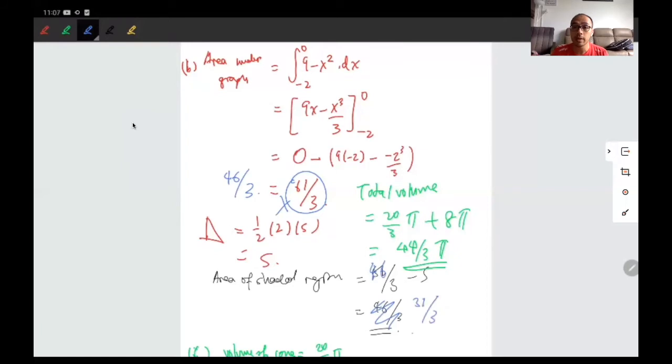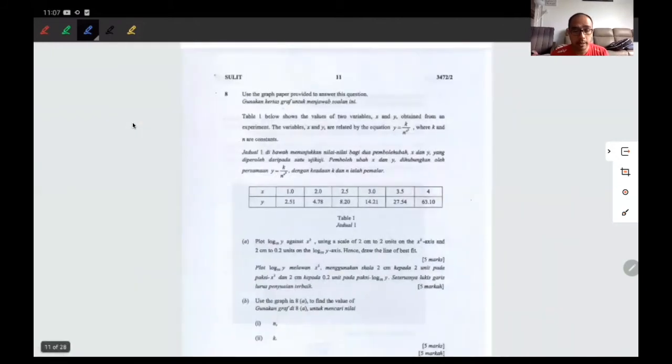So yes, I made a mistake in the previous question. The area under the graph is 46/3, and you minus the 5. The 5 is correct, the area of the triangle is correct. But the area of the shaded region is 46/3 minus 5, so you get 31/3. All right, let's continue.